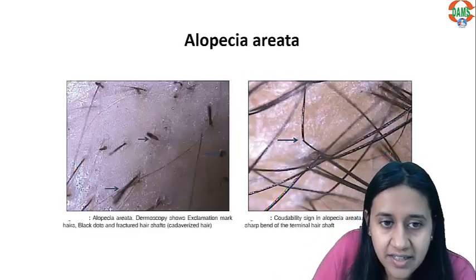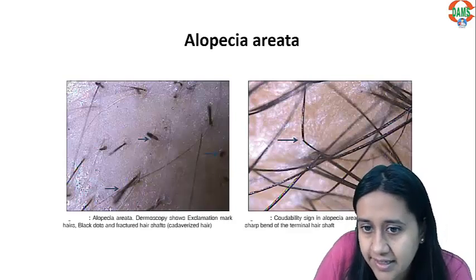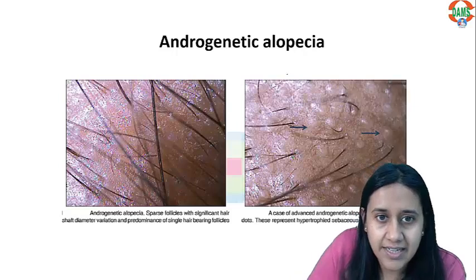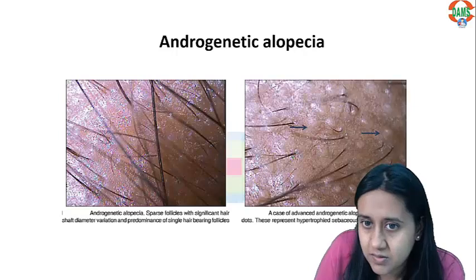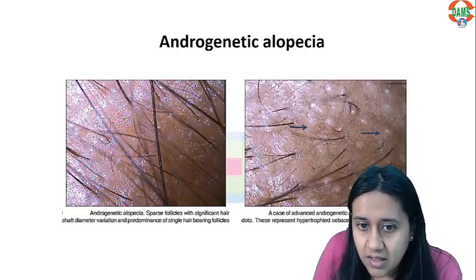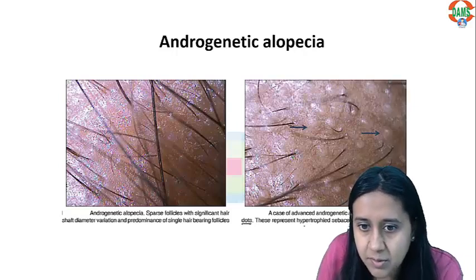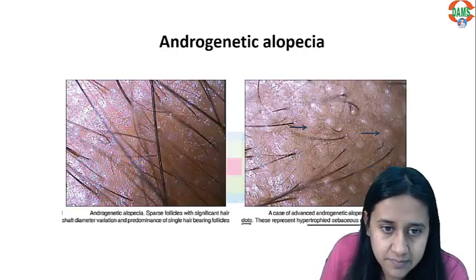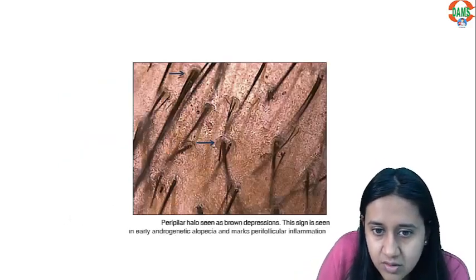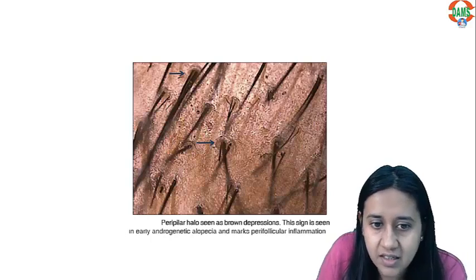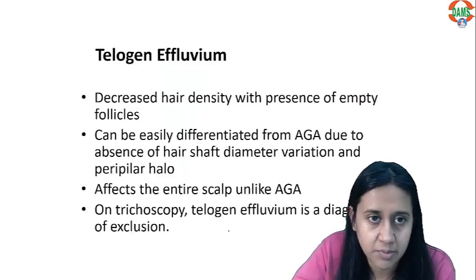In alopecia areata, you can see a very classical tapering. You can see the hair when it is going down, it is getting tapered. In androgenetic alopecia, there is thinning. The terminal hair is getting converted into vellus, thinning of the hair. And you can see some white dots. Pearly white dots are also very classical. These represent hypertrophic sebaceous glands. You can see peripheral halo. This sign is seen in early androgenetic alopecia and it indicates the perifollicular inflammation.